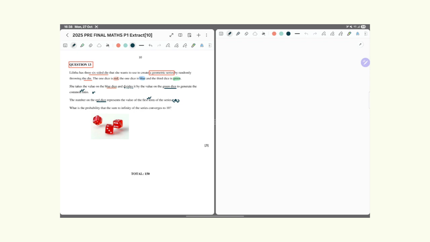Now the question is, what is the probability that the sum to infinity converges at 10? This is certainly a higher grade question, guys, and it demands a lot more than what meets the eye. So let's just go through the question systematically, and hopefully everything will be representative.